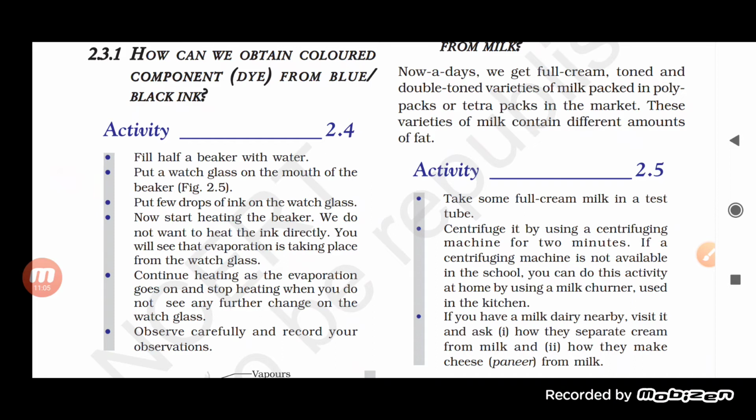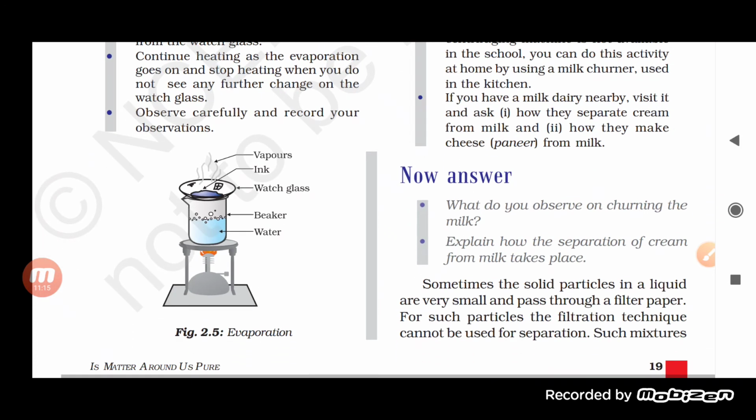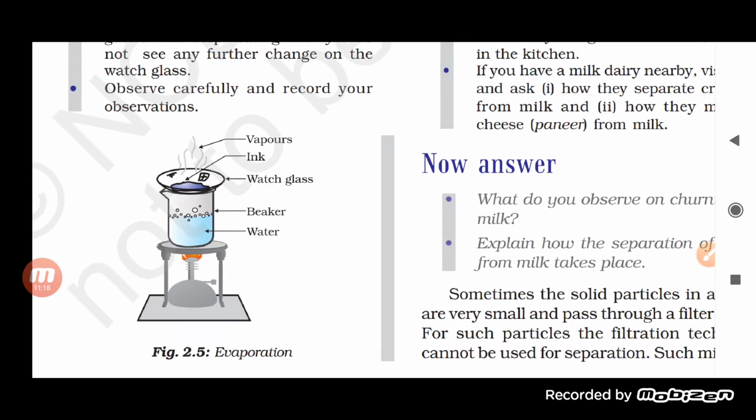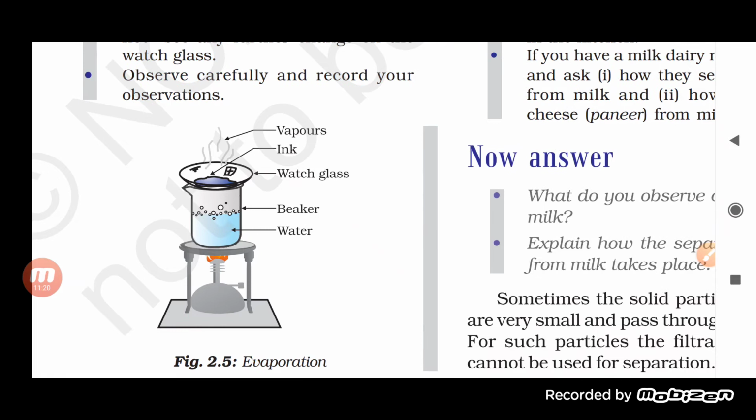So this is also one of the methods by which we obtain the components of a dye which are present in blue or black ink. You can see in the picture itself, we have taken a beaker filled with water, and on the beaker we have kept a watch glass with the ink. When we heat it, the vapor starts coming, because ink is a mixture of different components.